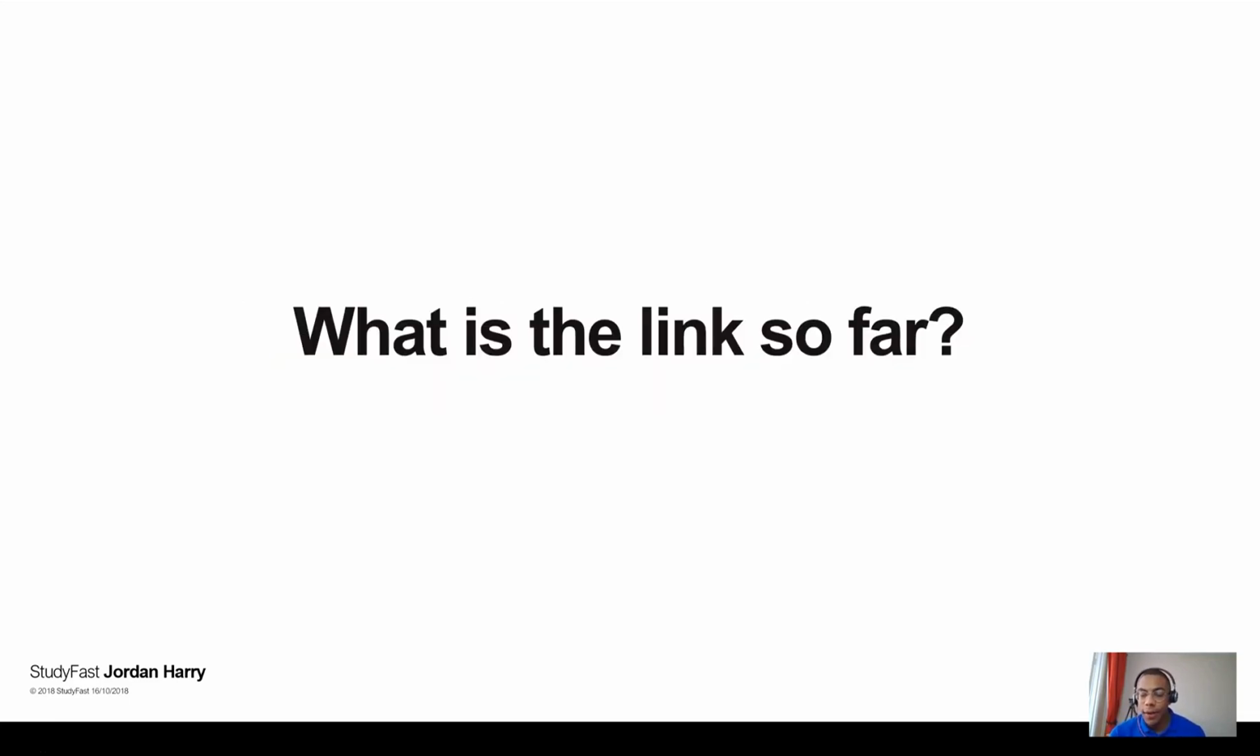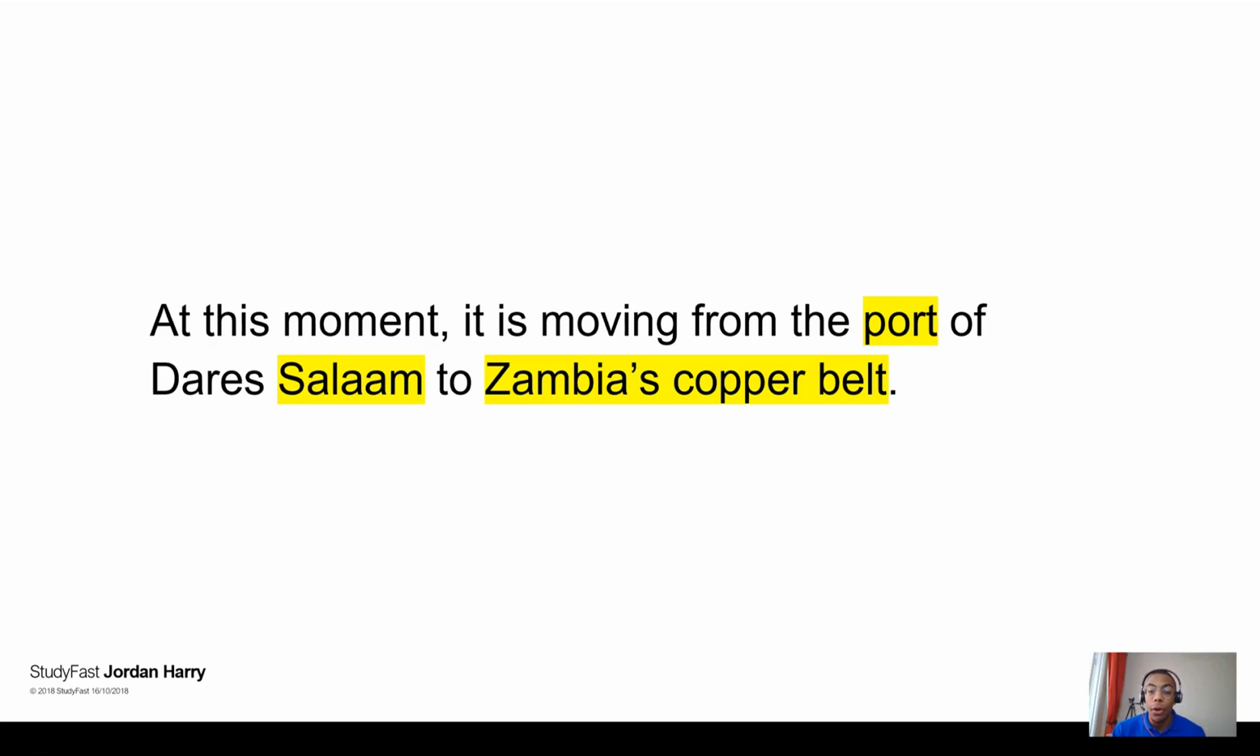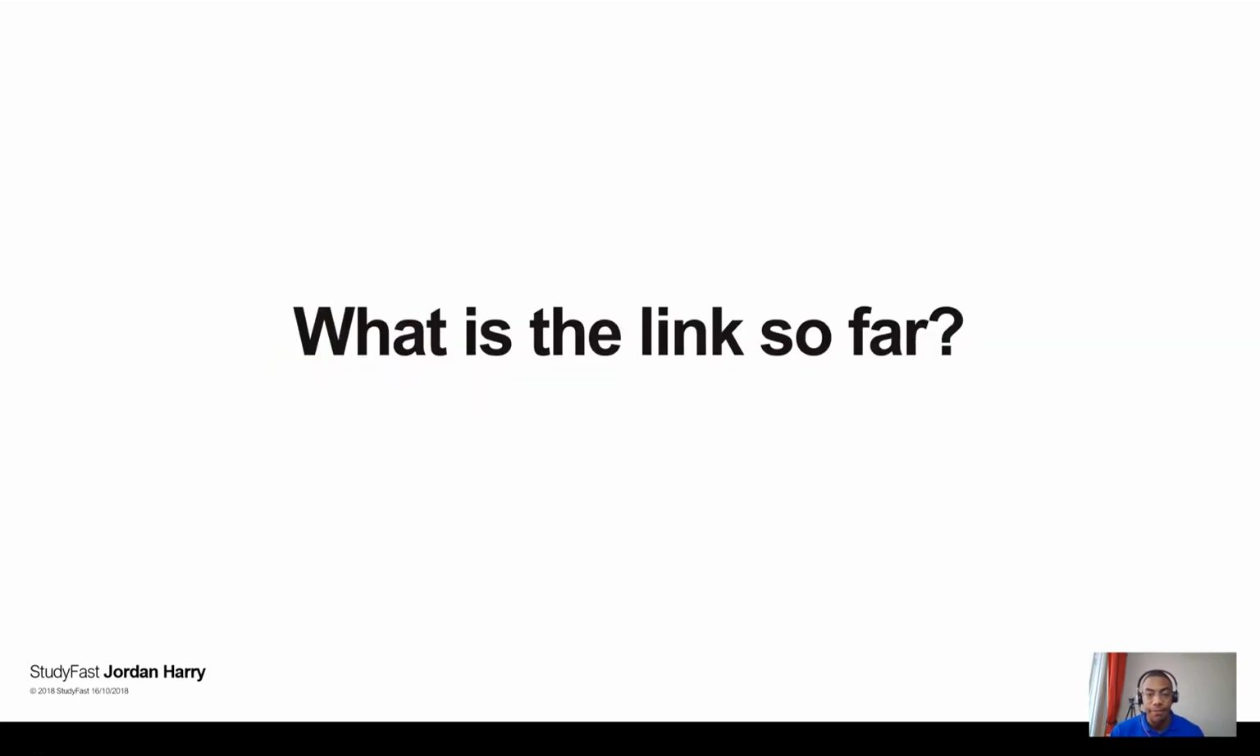So what is the link so far? Well, if we go back, it's the zombie railroads. And on those railroads, we have Tarzan running fast down the tracks. Next, okay, we've got a wine port, and it's going from Dar es Salaam, and it's moving to Tanzam. You see how we're all linking it together now? And it's the copper belt of the zombie.